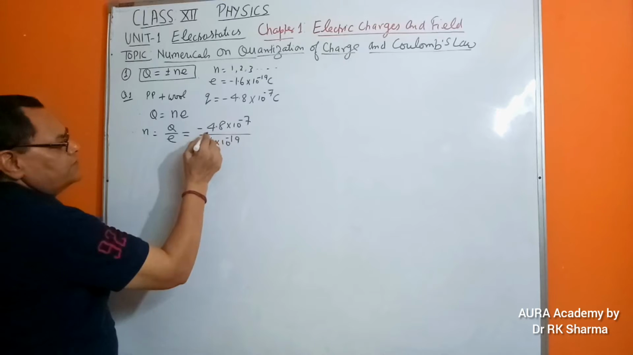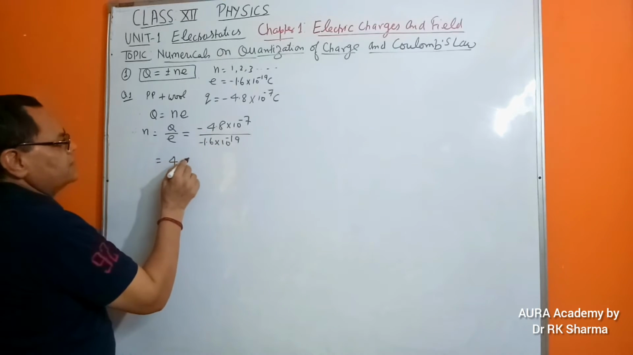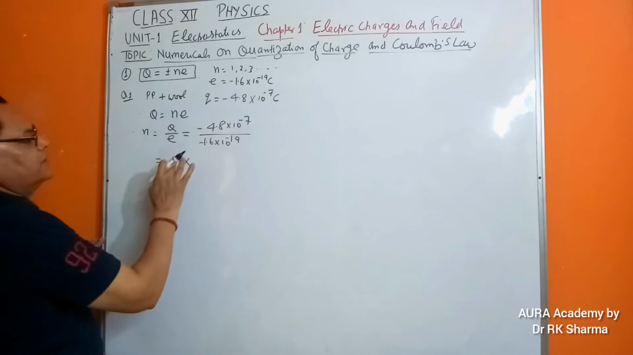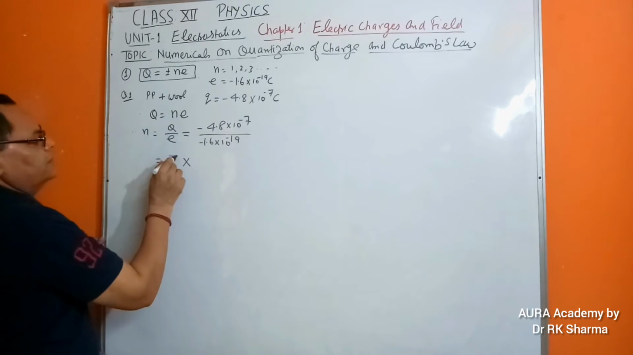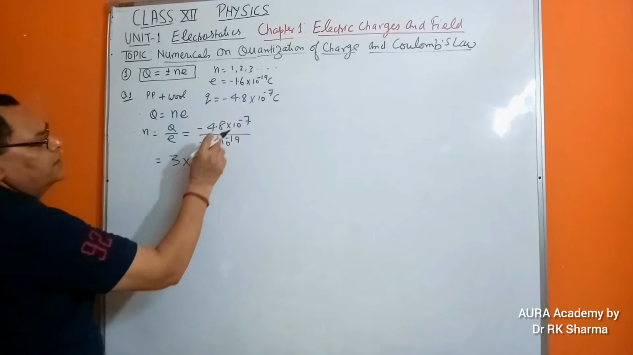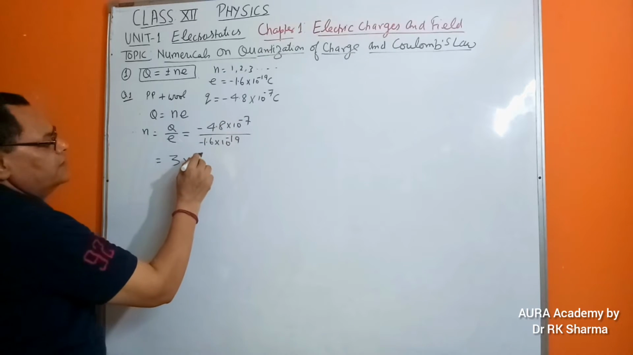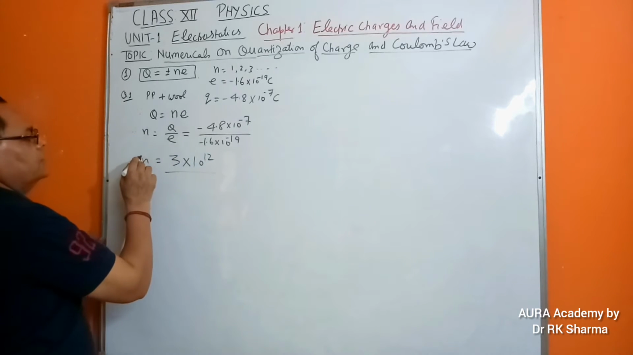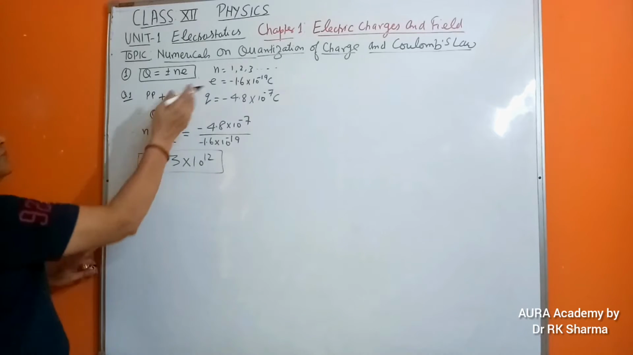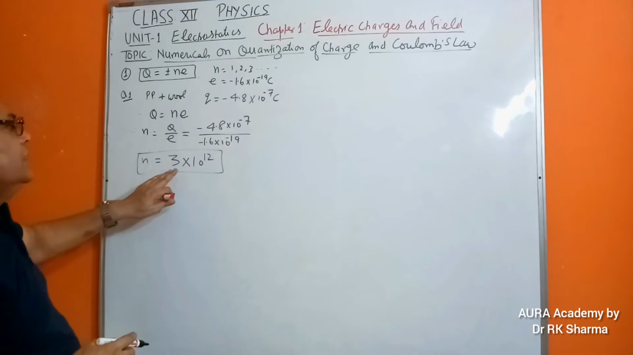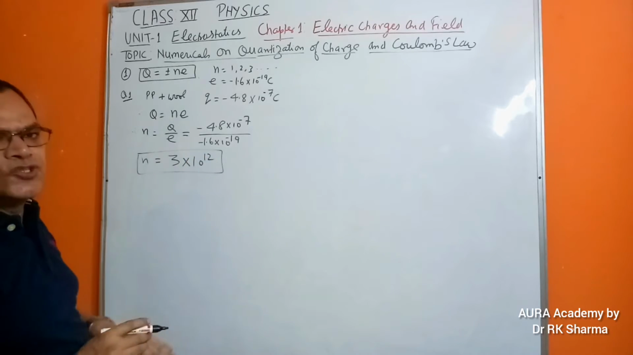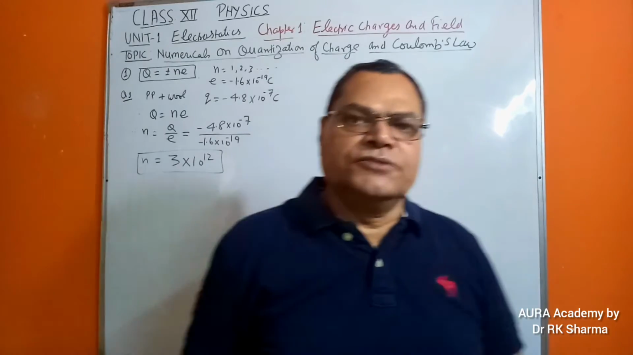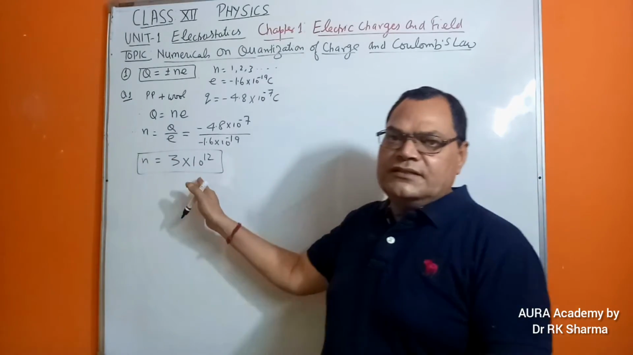Negatives get cancelled, the decimal also gets cancelled. So you will see it is 4 into, because 16 threes are 48, sorry, 16 threes are 48, so that is 3 into 10 raised to the power minus 7 minus minus 19, which becomes plus 12. Therefore the number of electrons transferred from wool to polythene will be 3 into 10 to the power 12, positive. So the first part of the question is answered: how many electrons transferred? This.